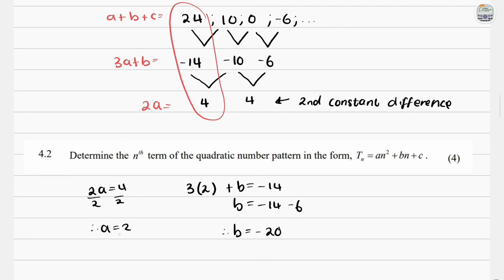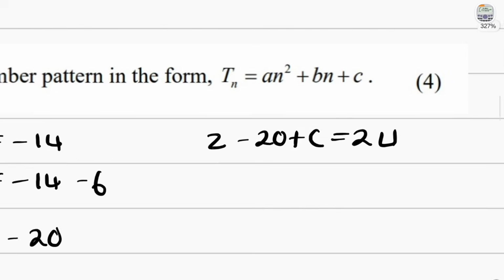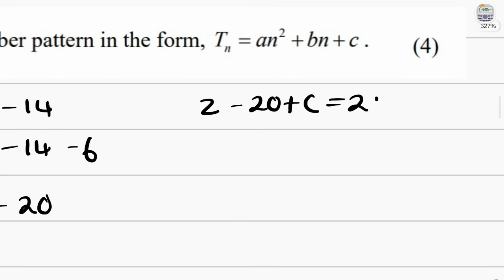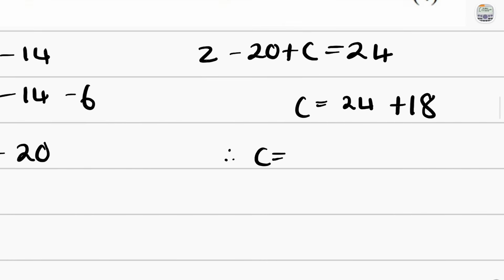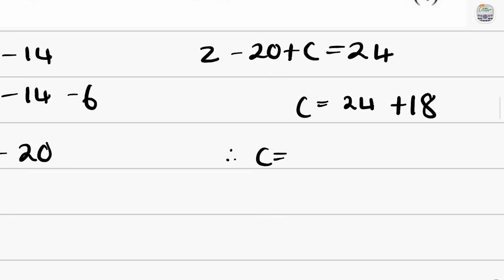And then a plus b plus c equals 24, but we know a is 2 and b is negative 20. Here 2 minus 20 is negative 18. If you transpose, it becomes positive 18. And so c is equal to, that gives us 12, and that's 30, so 42.